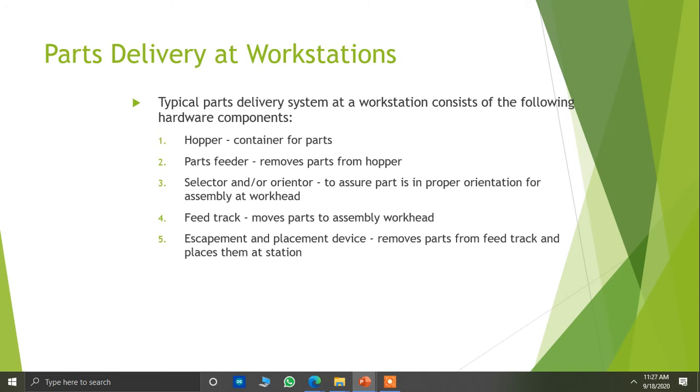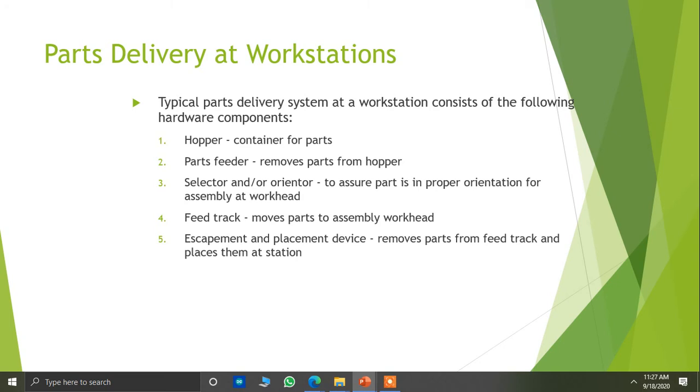The next one is basically the feed track. Feed track means what? It will move the parts to the work head. In a feed tracker, the biggest thing you have to understand is that after feeding, after putting the part onto the object which is supposed to be assembled, you have to track its position. The position tracking is maybe linear or rotary, depending upon the system. So the feed tracker's purpose is to continuously monitor how the part is being transferred or how it is being placed at that particular location.